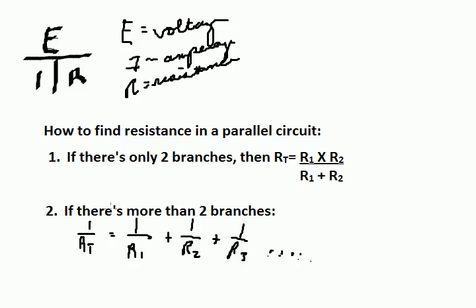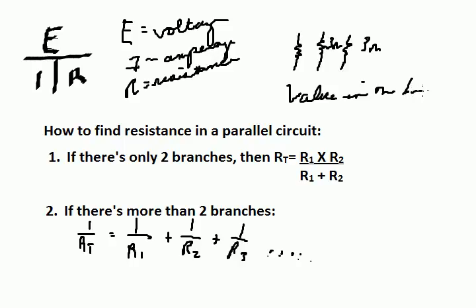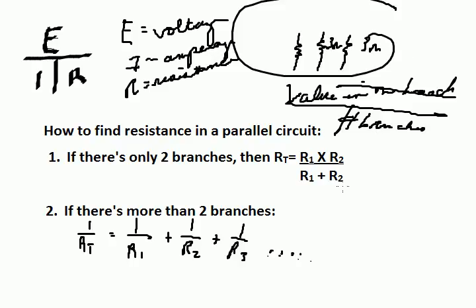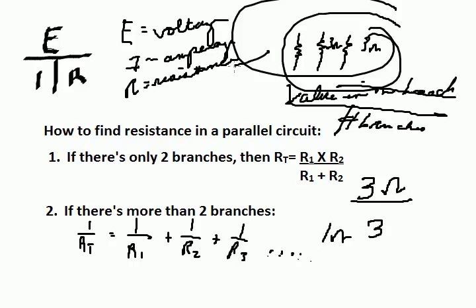There's really only one more we need to think about, and that is if the values are the same. So if I've got, say, 3 resistors in parallel, and they're all 3 ohms, I can take the value in one branch and divide it by my number of branches. I know that's messy, folks, and I apologize. But in other words, I can take 3 ohms and divide it by 3 branches, and I get 1 ohm. So my total resistance here is going to be 1 ohm.